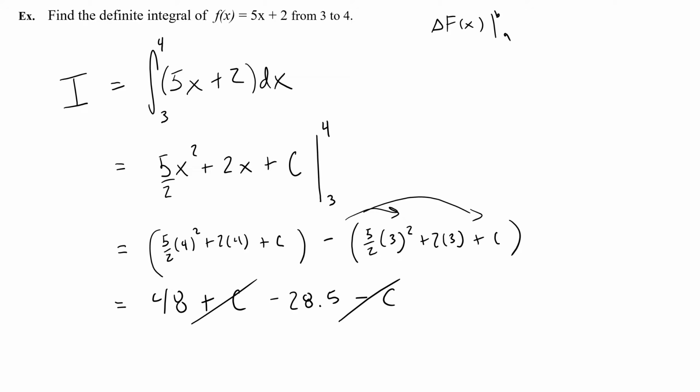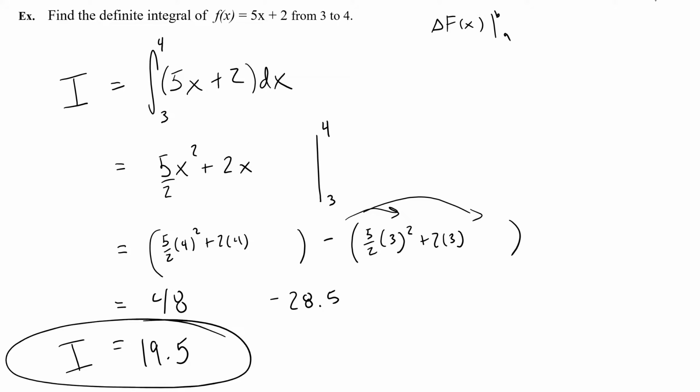In fact, if you want, now that you know the c is always going to go away, don't include it. You usually don't have to include it in the work when you're using the fundamental theorem of integral calculus, and you would just do 48 minus 28.5 and get 19.5. So your definite integral is 19.5.